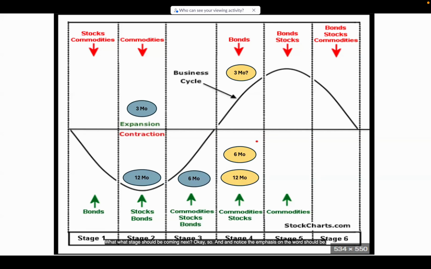Notice the emphasis on the words should be, because when we take a look at what's happening here, and you'll see this in a moment, bonds have basically been in a bear market since 2020.